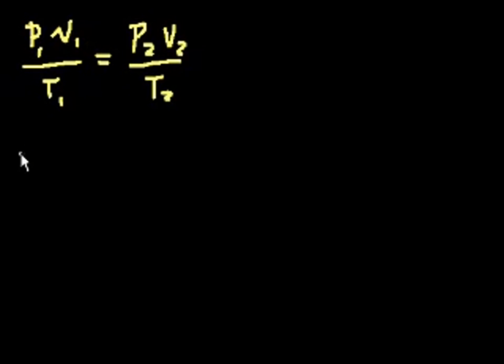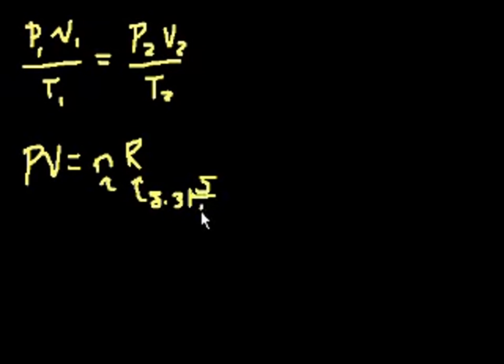And the other thing you should remember is that pressure times volume is equal to N, where N is the number of moles, right? Moles is like a number like a dozen, but a huge number, 6 times 10 to the 23, times R. R was the universal gas constant. It's 8.31 joules per mole Kelvin, times a temperature. And remember, just to be safe, always convert to Kelvin first.